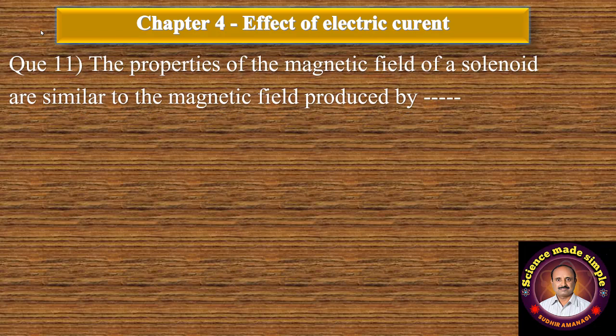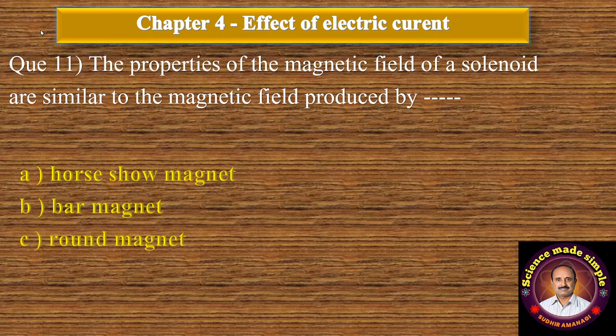Question number 11. The properties of the magnetic field of a solenoid are similar to the magnetic field produced by dash dash. Option A horseshoe magnet, B bar magnet, C round magnet, D disc magnet. Correct answer is option B bar magnet.